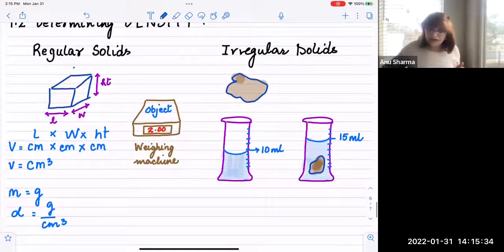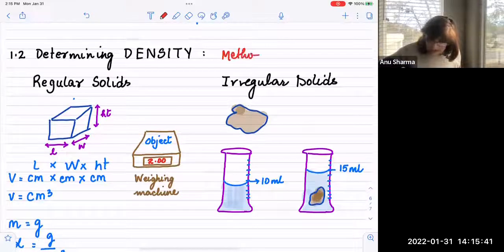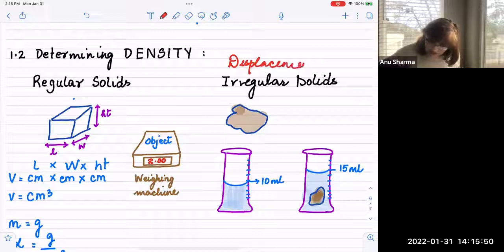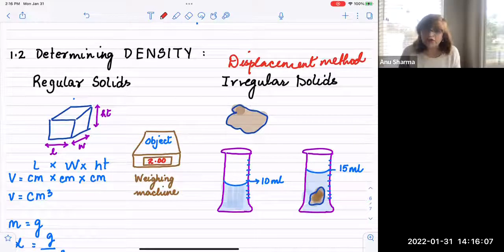But in the case of irregular solids, what do you do? You use the displacement method. So what is the displacement method? In the displacement method, we take an irregular solid, which does not have well-defined sides, and put it in a graduated cylinder which has a certain amount of water or liquid.